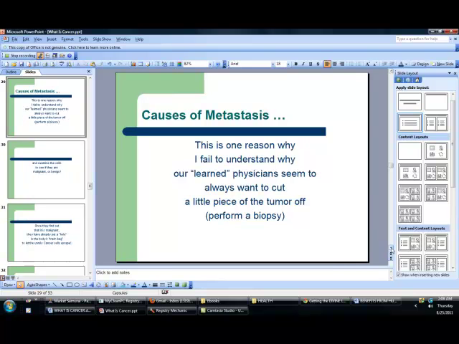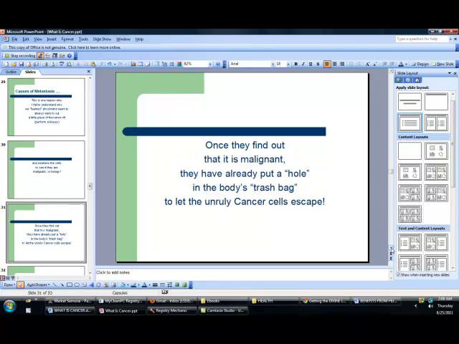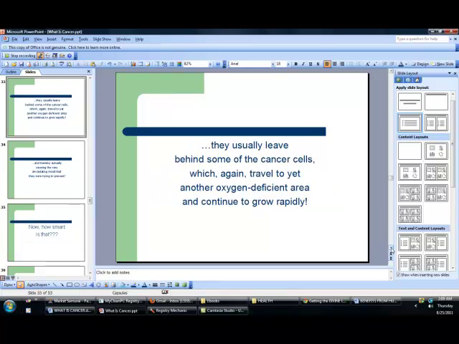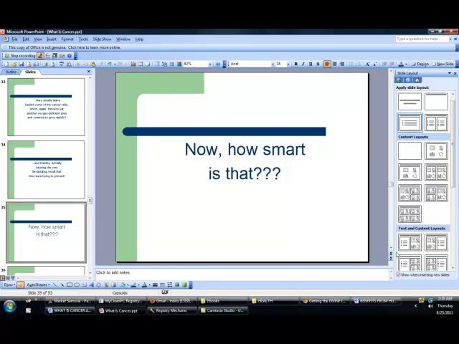This is one reason why I fail to understand why our learned physicians seem to always want to cut a little piece of the tumor off by performing a biopsy and examine the cells to see if they are malignant or benign. Once they find out that it is malignant, they have already put a hole in the body's trash bag to let the unruly cancer cells escape. Similarly, when we allow a surgeon to surgically remove a cancerous tumor, unless they remove a large portion of surrounding normal, healthy cellular tissue during the surgery, they usually leave behind some of the cancer cells, which again travel to yet another oxygen-deficient area and continue to grow rapidly, and thereby actually causing the very devastating result that they were trying to prevent. Now, how smart is that?